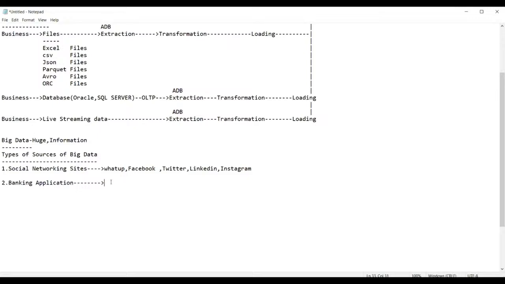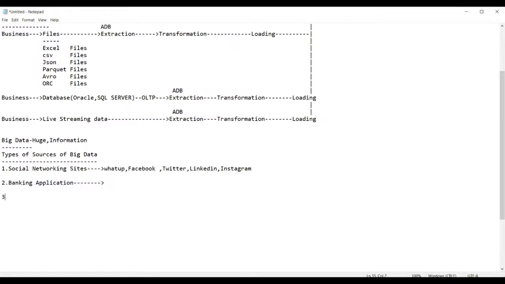Getting my point? So we can get big data from banking applications. This we have discussed as business. Business can be a social networking site, which is one type of business. A banking application is another type of business from where we get the data.